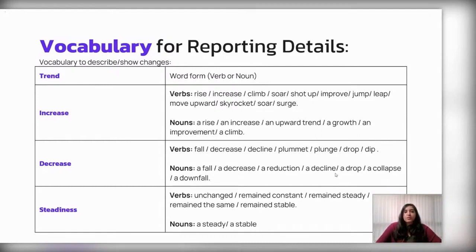And it's quite useful because generally when you're describing the graph, the first thing that you pick out usually is the change, right? We can see the graph going up, down, or the bar charts in different heights, right? So here's some good vocabulary for that.